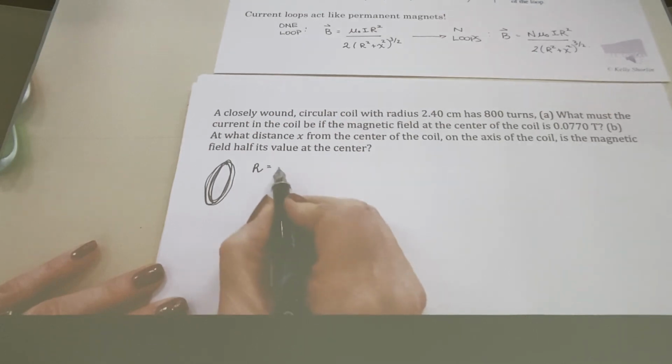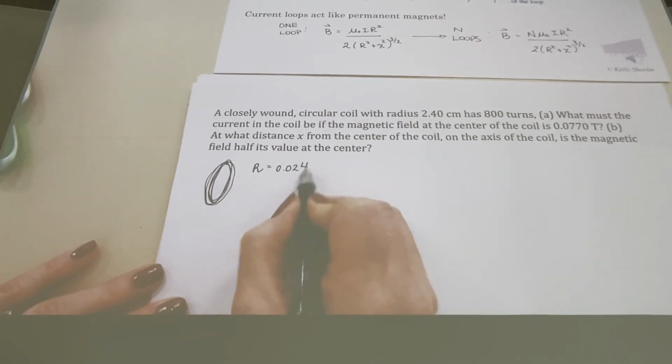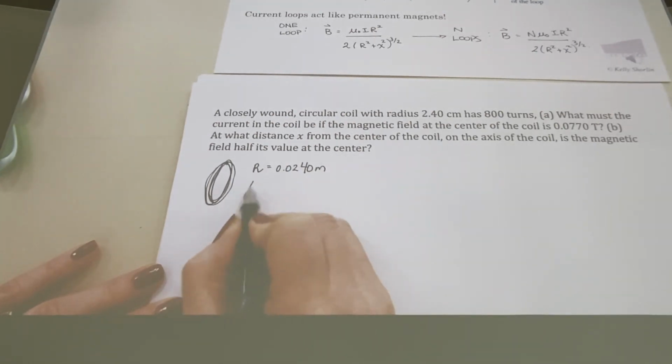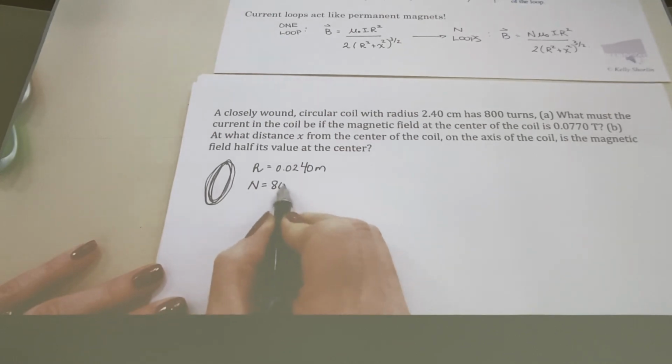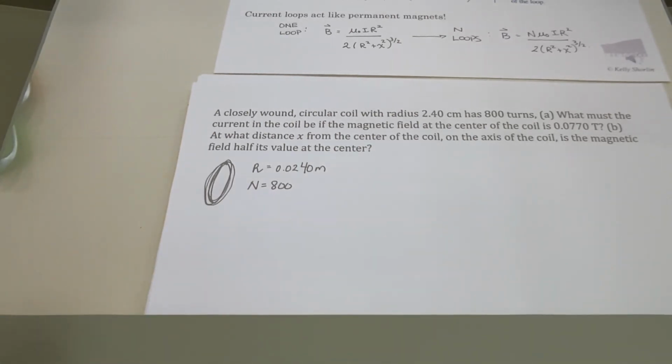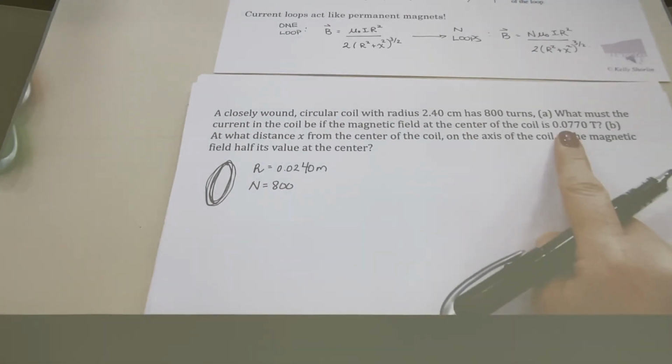The radius is 0.0240 meters, and it has 800 turns. That's our N value. No units on turns, of course. What is the current in the coil if we want the magnetic field to be 0.077 Teslas?